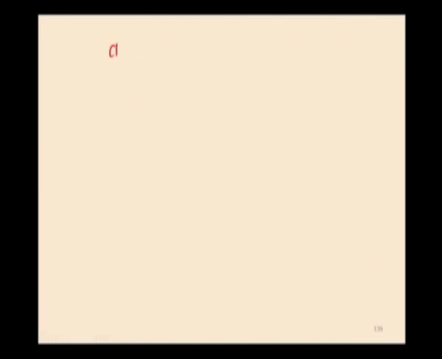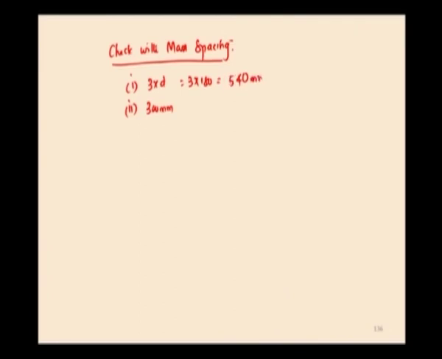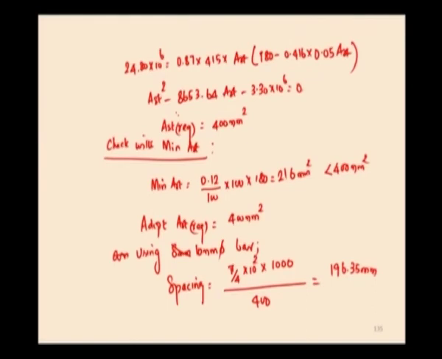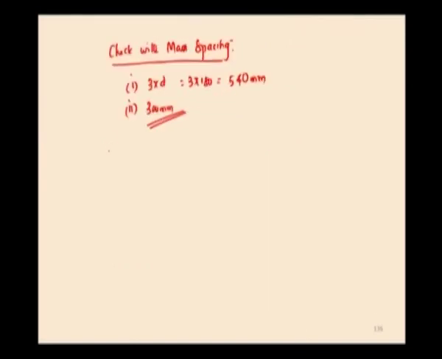Now this spacing has to be again checked with the maximum spacing, not minimum spacing, maximum spacing. So maximum spacing of the parallel main reinforcement should not exceed 3 times the effective depth of the slab or 300 mm, whichever is less. So 3 into 180, that is 540 mm. So the minimum value is 300 mm, which is greater than 196.35. Hence adopt 8 mm diameter bar at 175 mm center to center. This is along x direction.